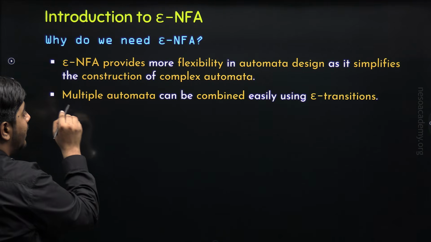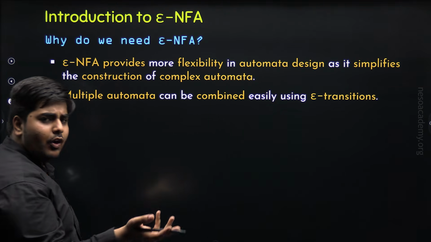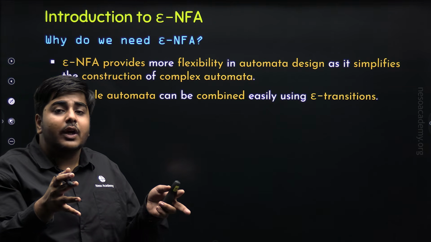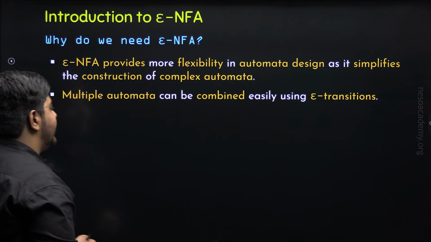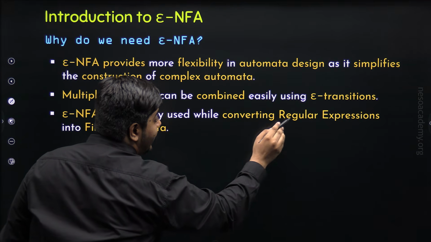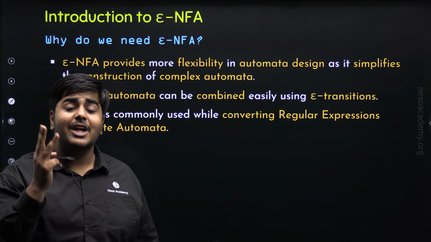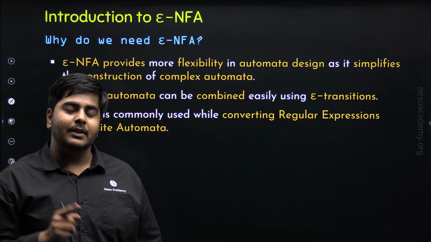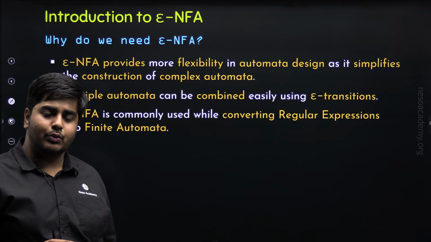Let's see the next point. Multiple automata can be combined easily using epsilon transitions. I have already told you that if we have multiple automata, we can combine them together to convert them into a fully fledged automata using epsilon transitions. Let's see the next point. Epsilon-NFA is commonly used while converting regular expressions into finite automata. Now, when we understand chapter number 3, that is regular expressions, there is one important topic in that chapter, that is to convert the regular expression into its equivalent finite automata.